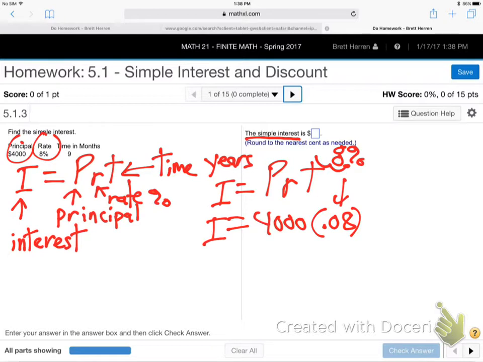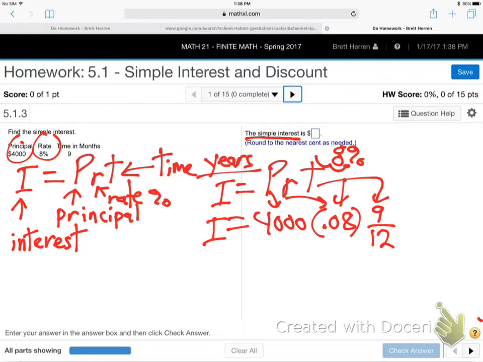And the time is 9 months. Now, I can't just put a 9 in there for T. Instead, I have to put 9/12. Are you aware of that? Why am I doing 9/12? Because time is in years, right? So 9 months is 9/12 of a year. So if it's months, you have to go over 12.